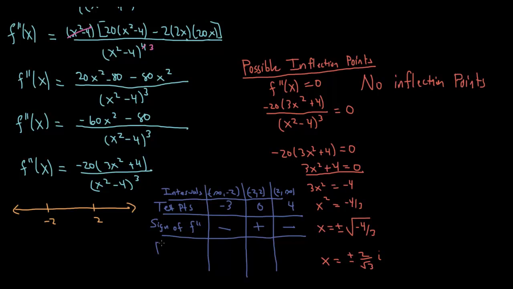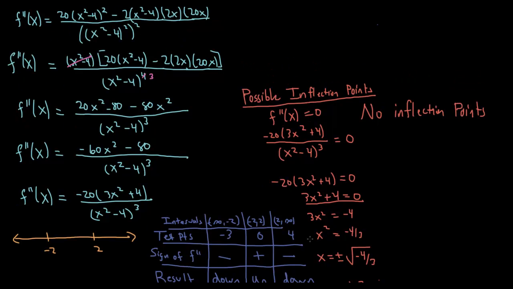So what's our conclusion? Where f double prime is negative, we're concave down. Where f double prime is positive, we're concave up. Okay, so what have we done here? We have found concavity using the second derivative.